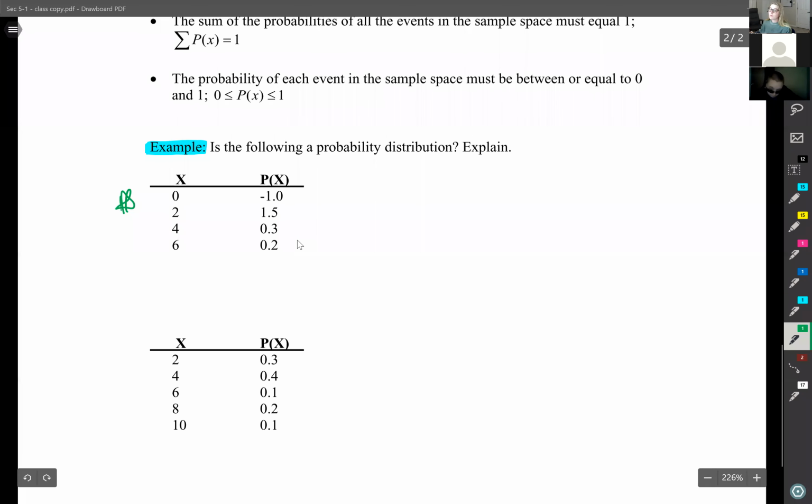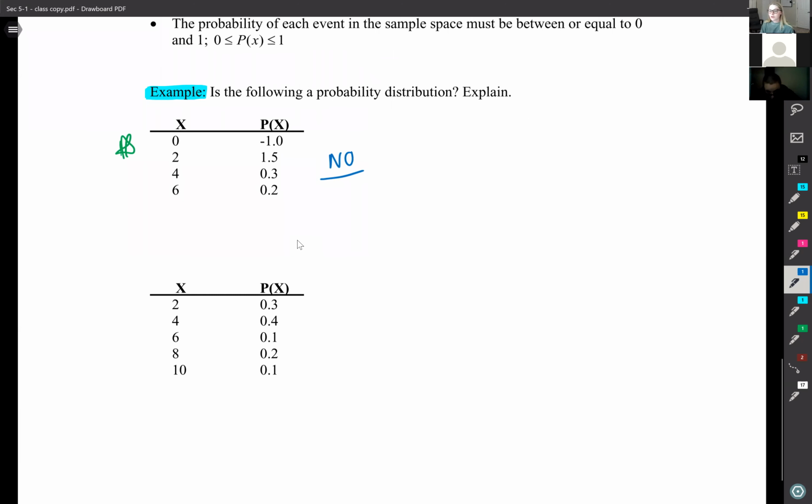That's not even a valid probability based on what we defined probability to be a while ago. But it's funny because if you add up -1, 1.5, 0.3, and 0.2, you still get 1. So it meets that one requirement that if you add up the probabilities, you get 1, but it doesn't meet the other requirement. So the answer on this one is going to be a big fat no.